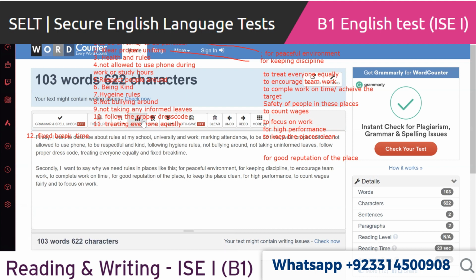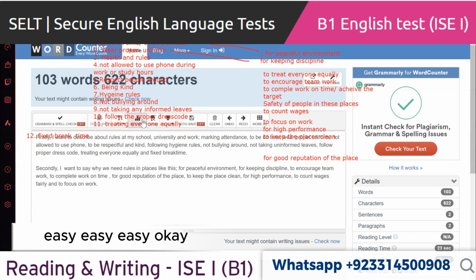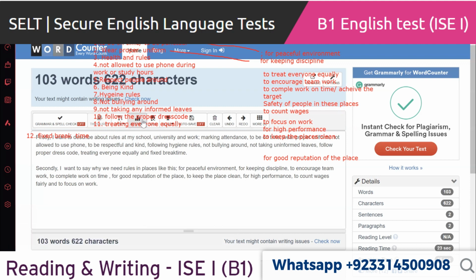Easy or not? Easy. Okay, now, yesterday we discussed that we're going to go through all the sample papers which are available and discuss their points. Now this is the most important topic that you've covered already, that is rules at school, rules at work and university.